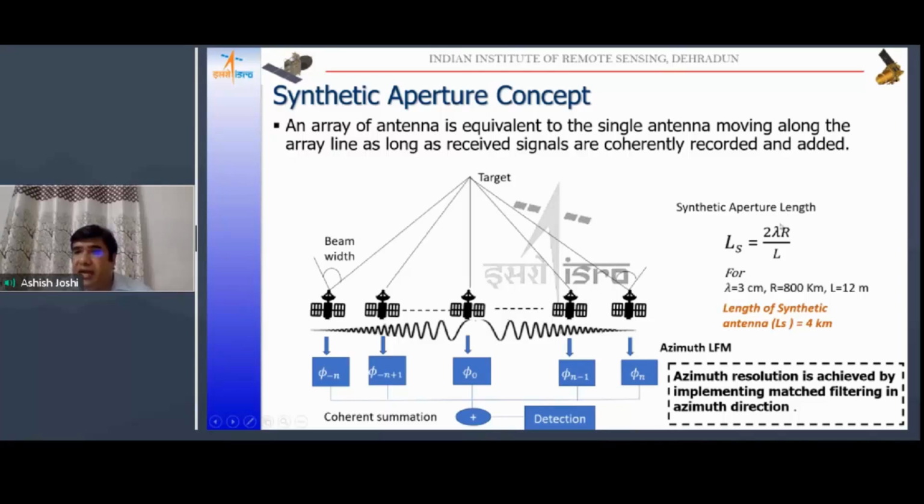The synthetic aperture length is given by 2 lambda R by L. If we put in the values in the formula, the synthetic length is 4 kilometers. So we are simulating a 4 kilometer long antenna by the synthetic aperture concept.